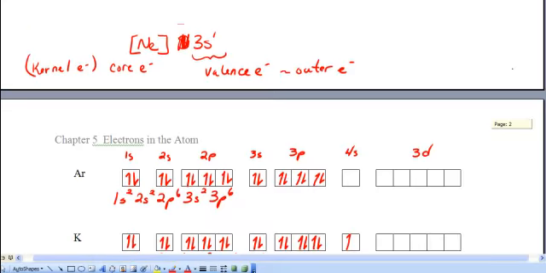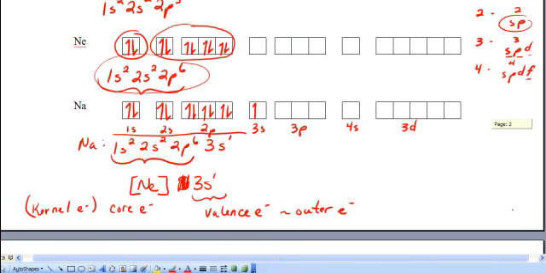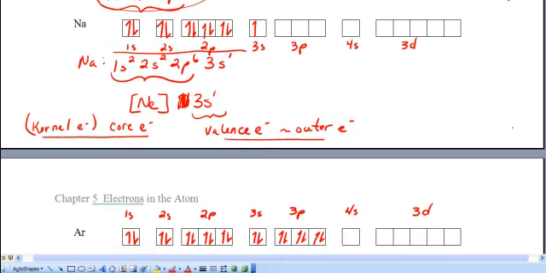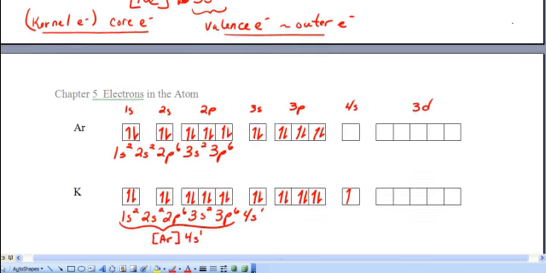Last time, we took a look at the electron configurations starting with sodium, and we introduced you to the idea of these inner electrons, which are called core electrons or kernel electrons. They are the electrons that are not in the outermost energy level, and they are not involved in bonding or in chemical reactions. It's only the valence or outer electrons that are. All right? And so we went through and took a look at several atoms, including argon, potassium, and scandium.